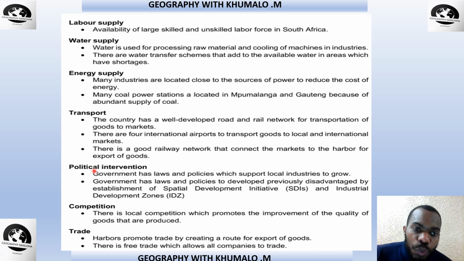The transport, we look at the railway network. We've got different types of transport networks, such as road, rail, and air transport. Political intervention, we look at laws and policies of governments which support local industries to grow. And then there are laws and policies that develop previously disadvantaged establishments, looking at the Special Development Initiative and the IDZs.